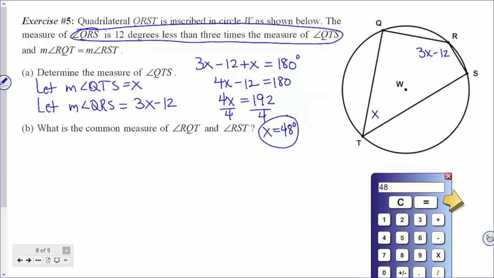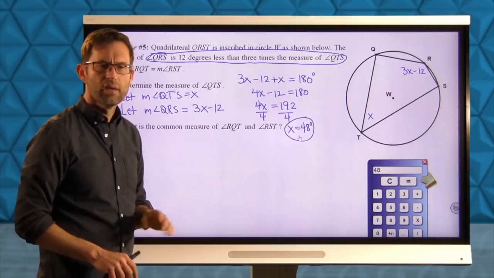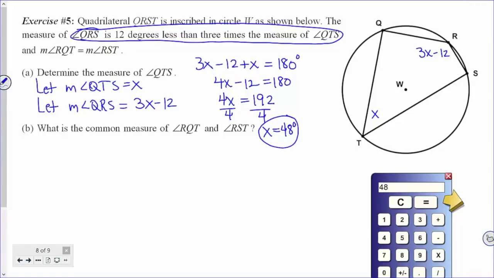All right? Now letter B says, what is the common measure of RQT and RST? Well, see if you can answer that problem. Go ahead.